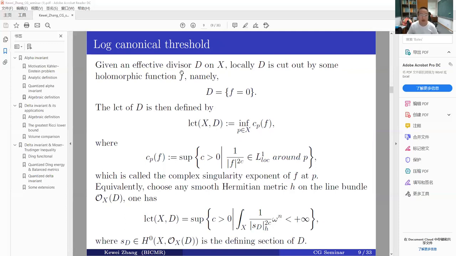So when you have a divisor on the manifold, you can locally consider it as a zero locus of some holomorphic function. So let's say D is locally given by the vanishing locus of some holomorphic function, then LCT of D is defined to be the inf of this c_p(f). What's this c_p(f)? It's just some integrability threshold defined in this way. So this quantity is called the complex singularity exponent in complex geometry. And it measures the singularity of this holomorphic function around the point P using this L2 integrability.